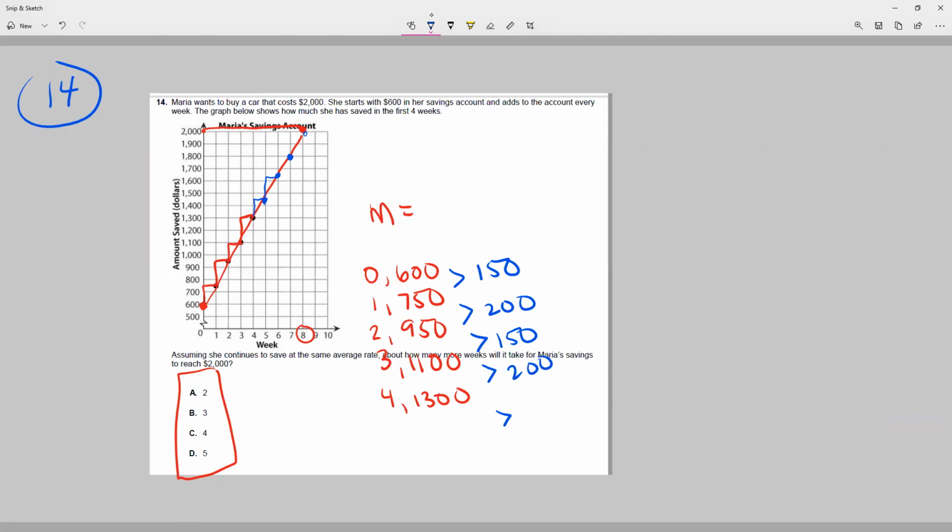Assuming she continues to save at the same rate, how many more weeks will it take? A weird problem. I'm not sure I agree with that answer. I'm going to look more closely at this. Based on the idea that I got 8, it doesn't seem like 5, right? Because how could she jump all the way up here to 2000 after 5? Oh, is it maybe how many more weeks? There we go. How many more weeks?